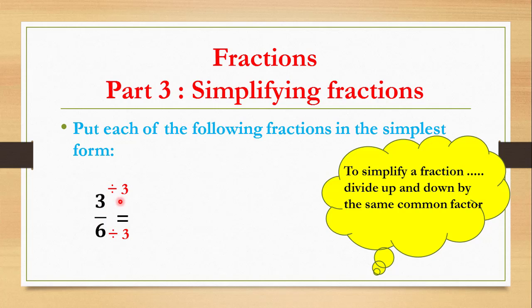Okay, 3 divided by 3 equals 1 because 1 times 3 equals 3. And 6 divided by 3 equals 2 because 2 times 3 equals 6. So the simplest form is 1 over 2. This is the simplest form because there is no more common factors between 1 and 2.